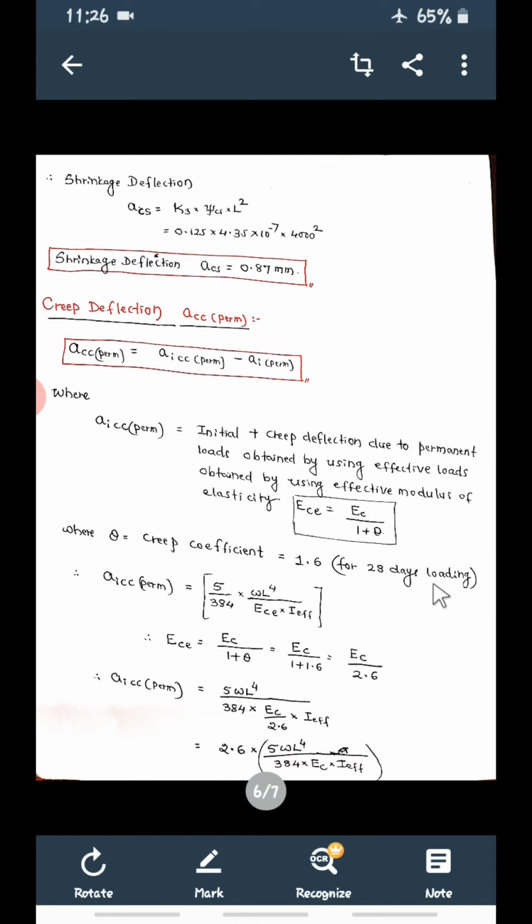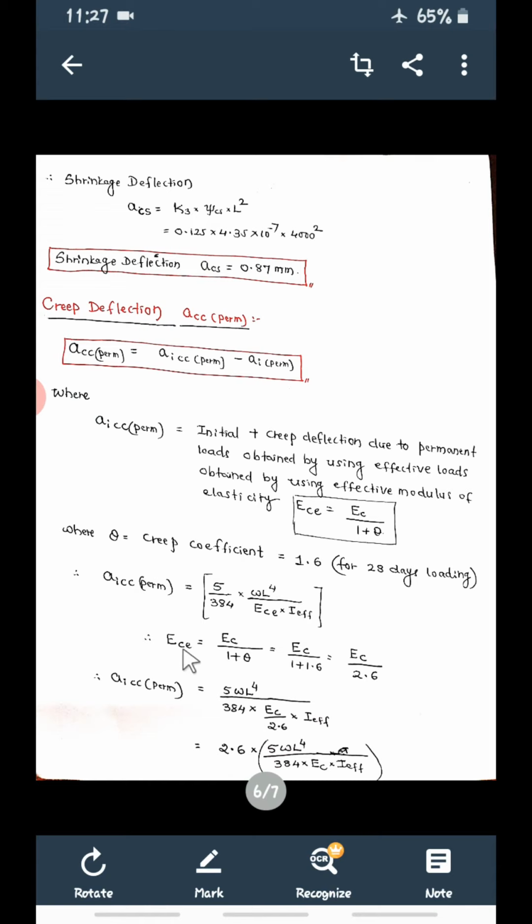Its value is 1.6 for 28 days of loading, that means when the beam is subjected to 28 days loading, the creep coefficient theta is 1.6. This value is there in the code book. Okay, so theta is 1.6. So therefore AICC permanent, this is short term deflection.